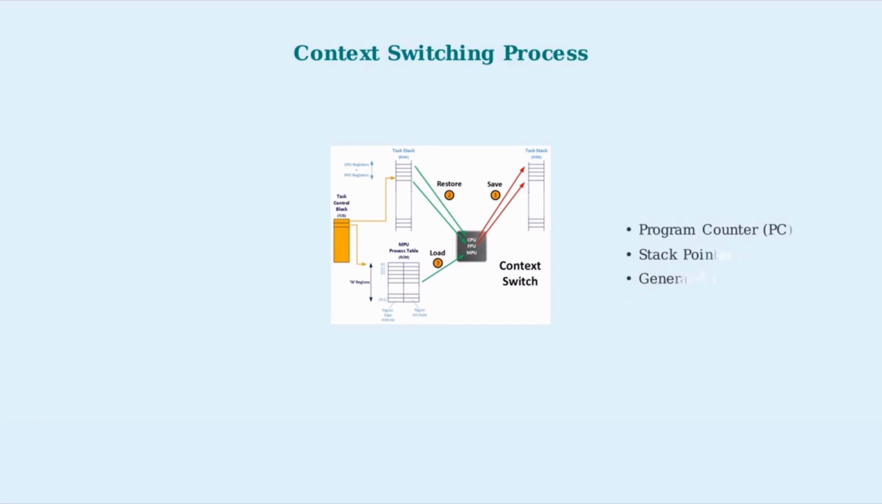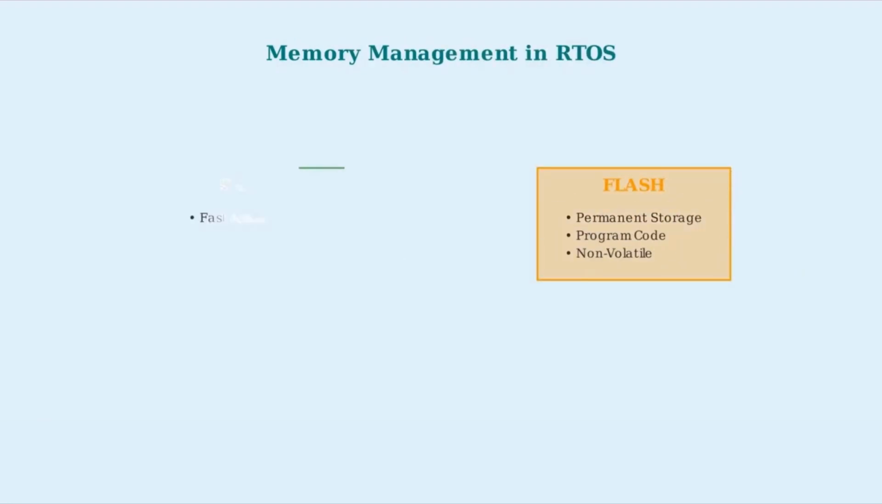The context includes several critical components: the program counter, which tracks the next instruction, the stack pointer indicating the current stack position, general purpose registers holding temporary data, the link register for function returns, and the program status register containing system flags. RTOS uses two main types of memory strategically.